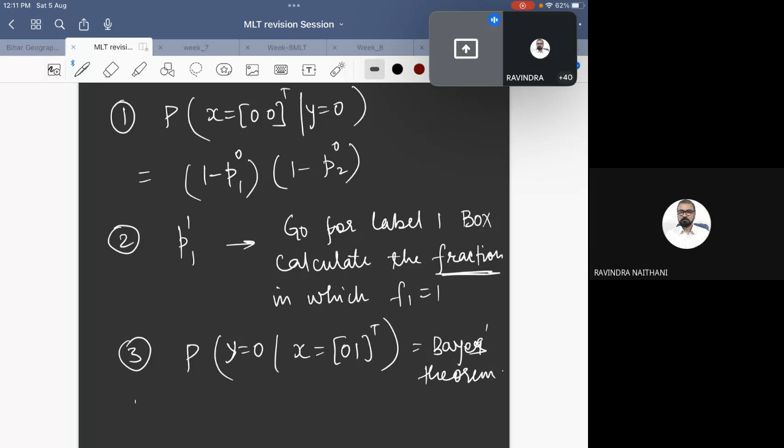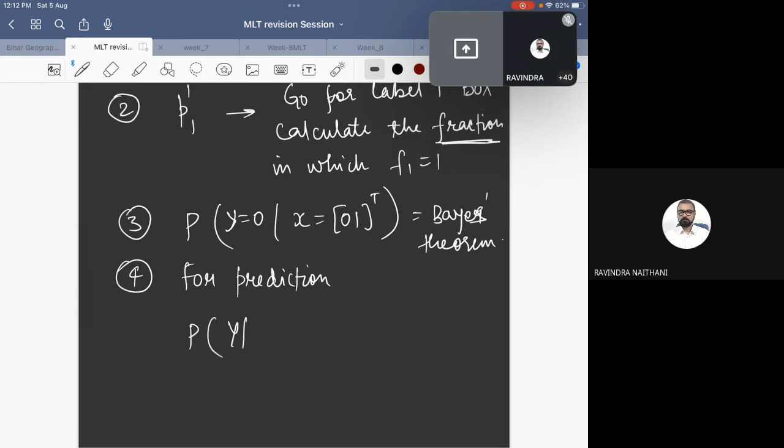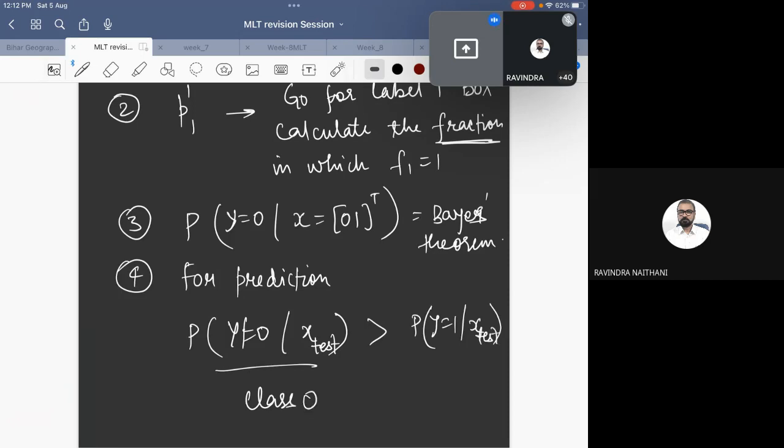And for the prediction part, you have to calculate both P of y equals 0 given the data set, and P of y equals 1 given the data set. And then whichever is more, for example if this one is more, then you can say that X test will belong to class 0. And if X test belongs to the other, then you can say this belongs to class 1.